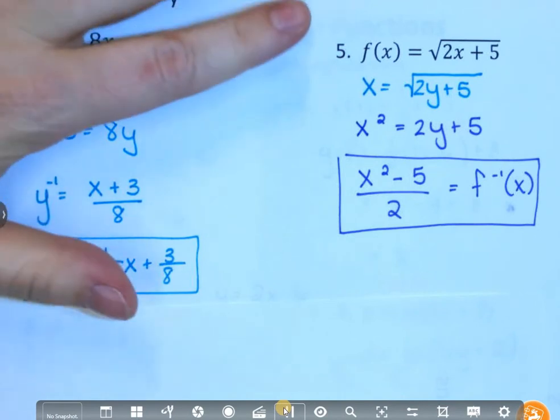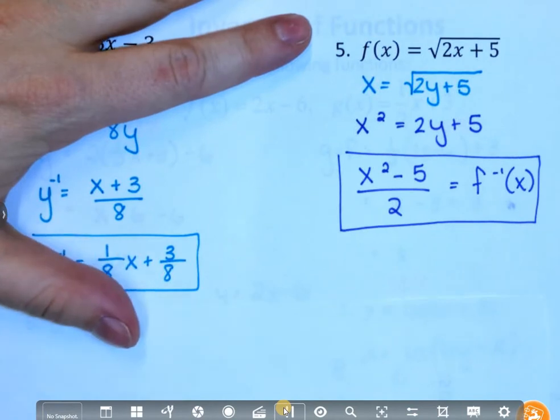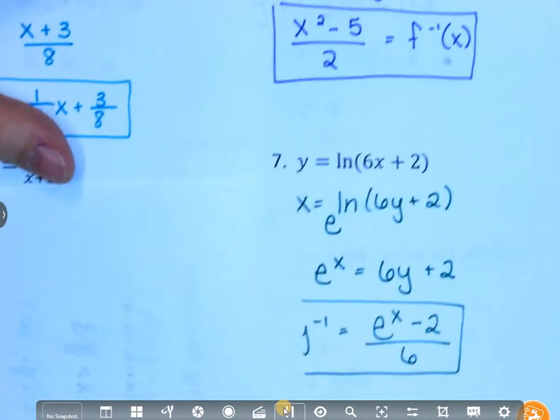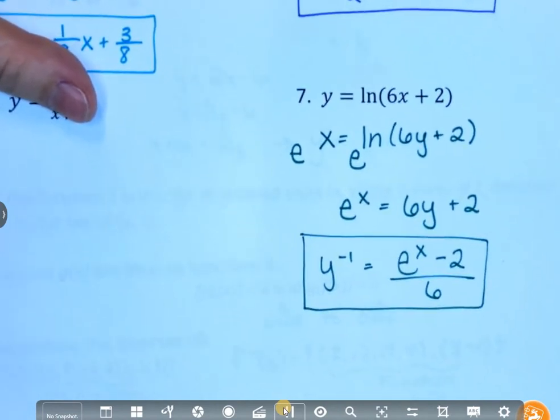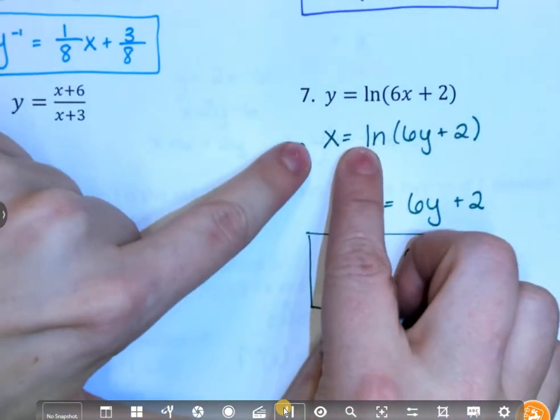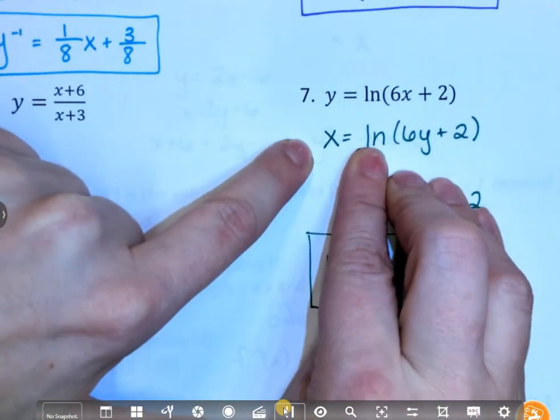We did 4 together, I think. Did you guys get number 7 done? Let's take a look at 7. Switching your x and y gave me that.